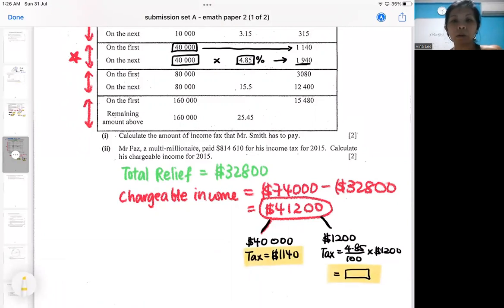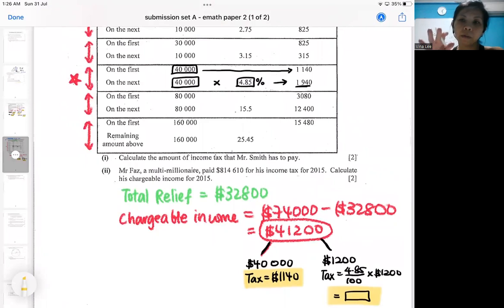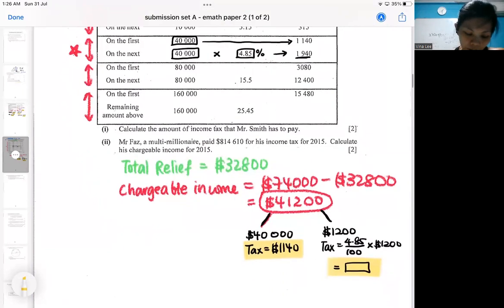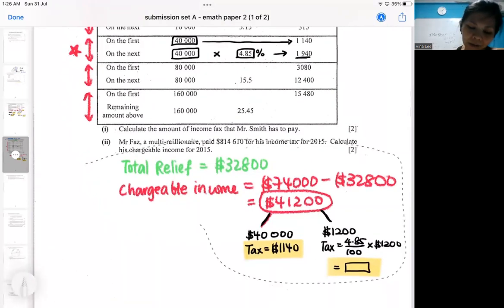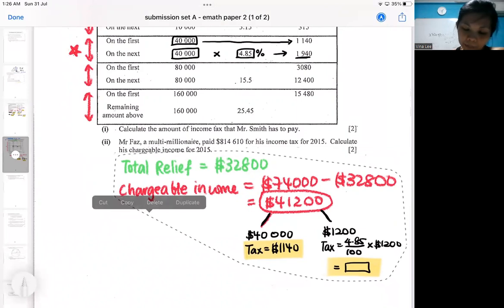So your chargeable income will decide which tax bracket you go to. And within that tax bracket, you're supposed to split into 2 baskets. The tax rate for the 2 baskets is different. Okay, so that is how taxation works. In another example, you can check out my working for this part, but more importantly you need to understand how income tax works.